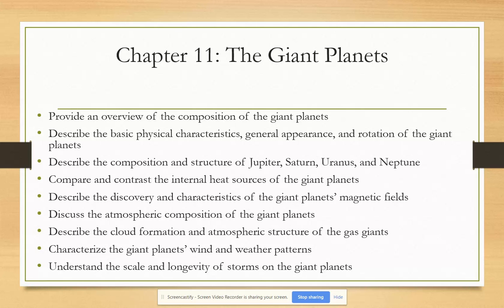Atmospheric composition of the giant planets: really all you need to know is that it's primarily hydrogen. There are different gases there, but I'm not going to ask you a question about the composition.